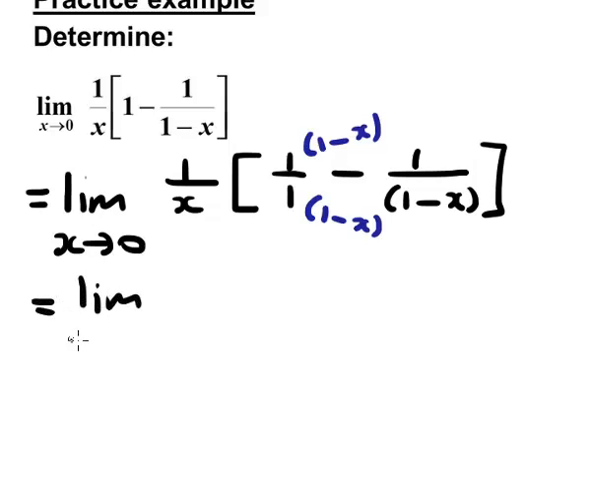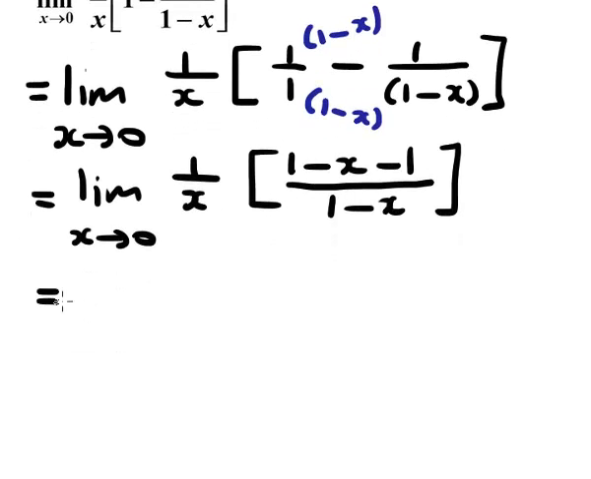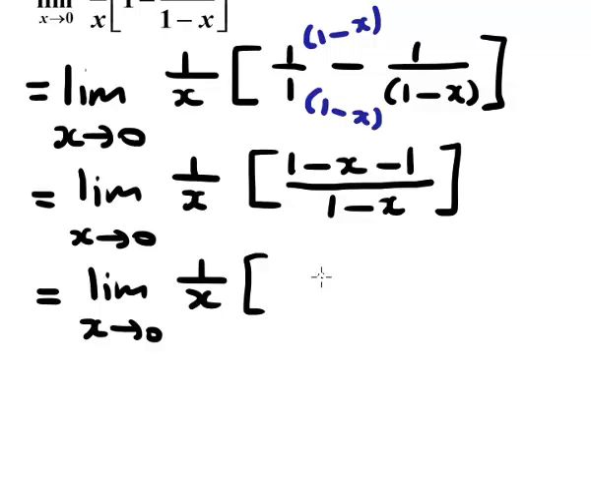The limits as x approaches naught. We can't plug in because there's a naught will be in the denominator. So let's see what we've got here. If we simply bring that up there, divided by the LCD. Okay, so it's 1 minus x minus 1. It's looking good. So let's see what do we have here. The limit as x approaches naught, 1 over x into, okay, the 1's cancel and you're left with negative x over 1 minus x. Great.